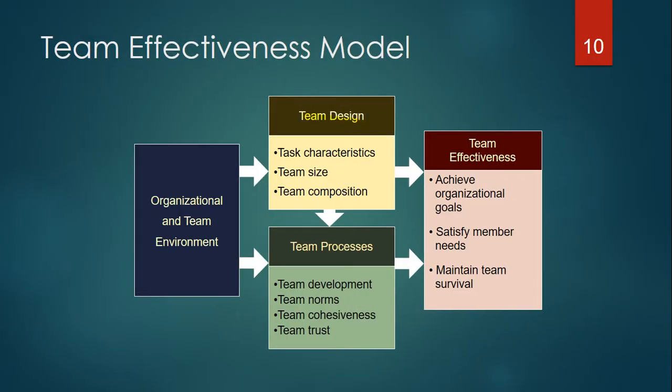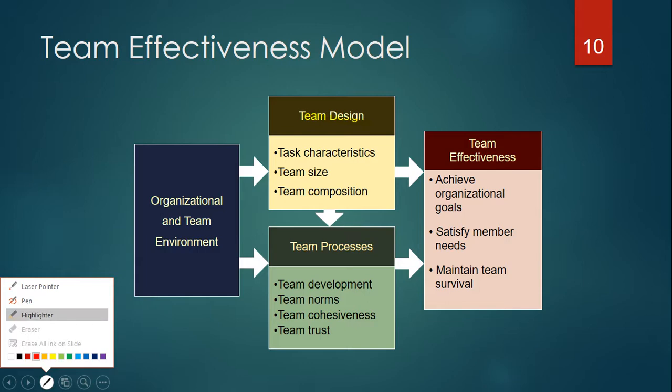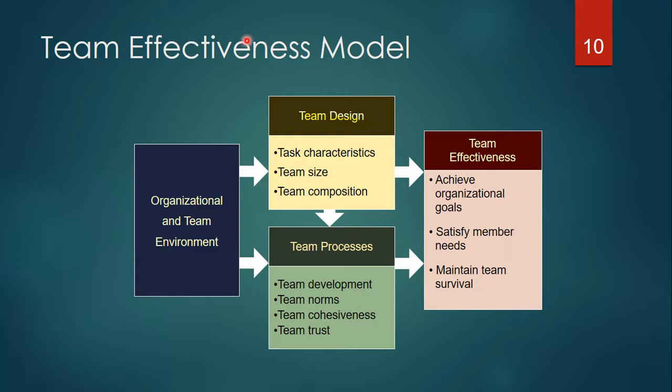Now in this part, we will be looking at the team effectiveness model. The team effectiveness model here is examined in a certain process: inputs, process, and outcomes. The process here starts with the environment, which would be affecting team design.